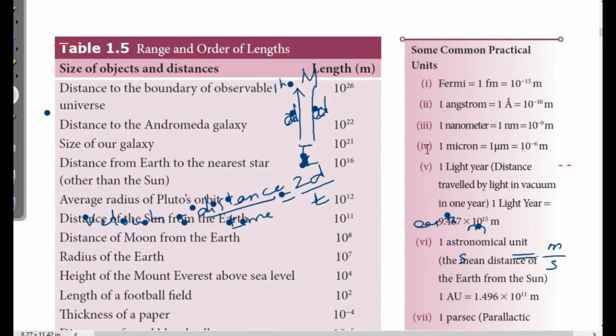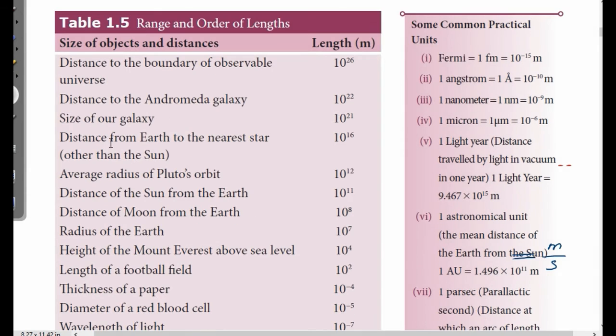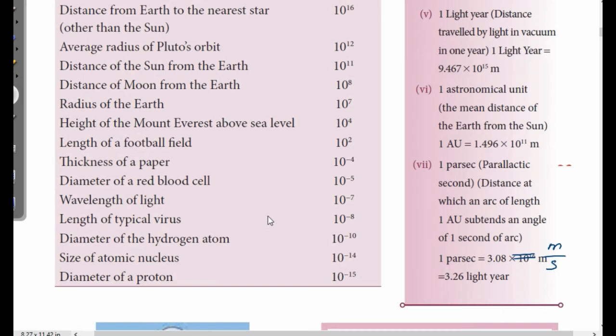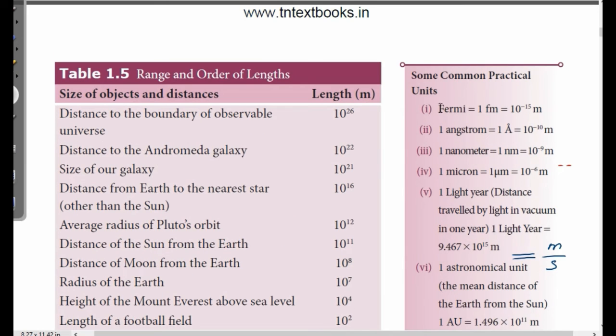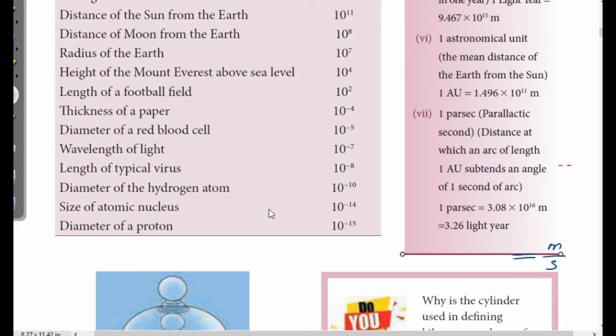So here they have given the range and order of length, size of objects and distances, up to the distance to the boundary of the observable universe. They have given various distances, like the distance of the earth from the nearest star and the average radius of Pluto's orbit. And also they have given some common practical units which we will be using regularly, like Fermi, angstrom, nanometer, micron, and light year, the distance traveled by light in vacuum in 1 year. All these things, you just go through it, we'll be using it at a later stage.